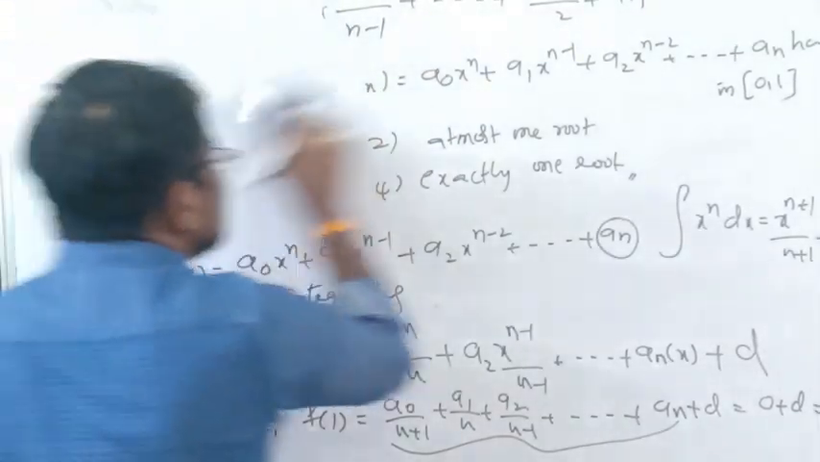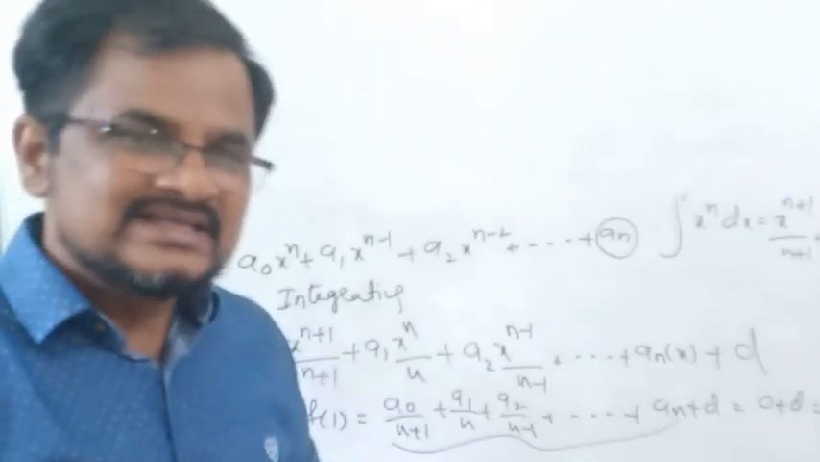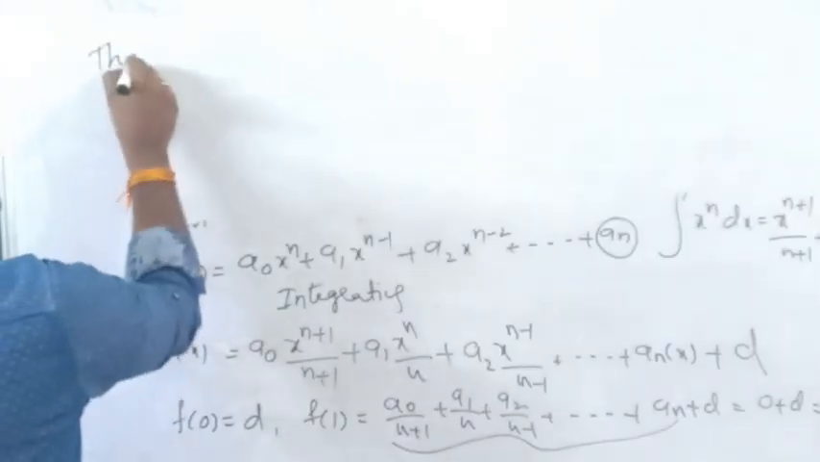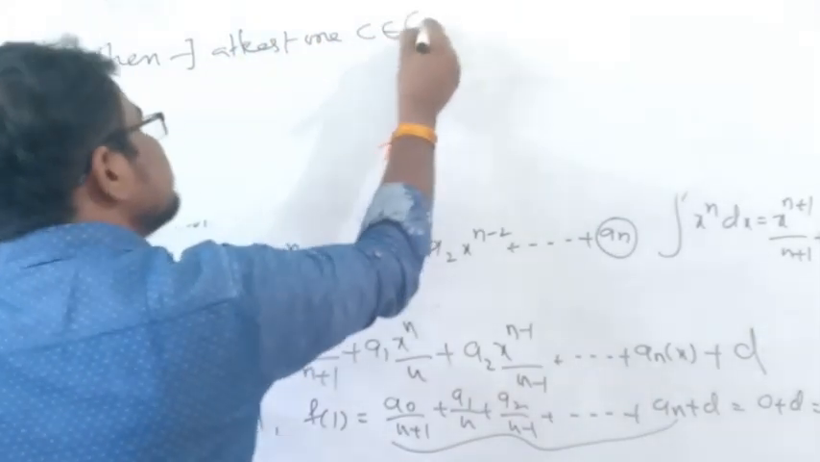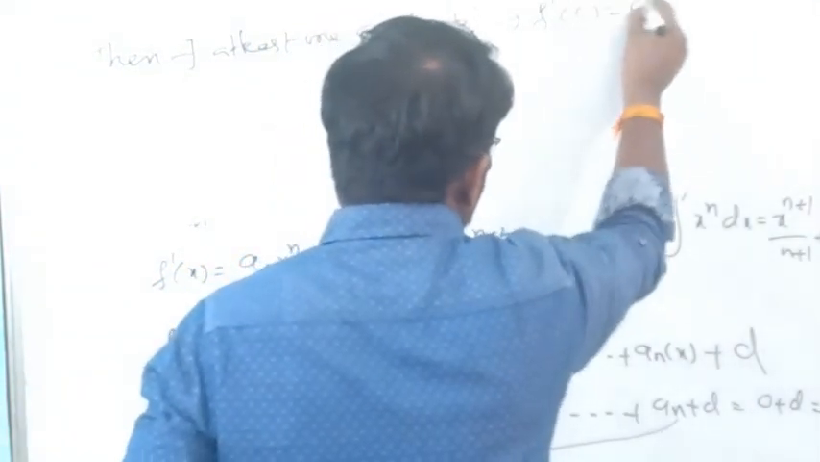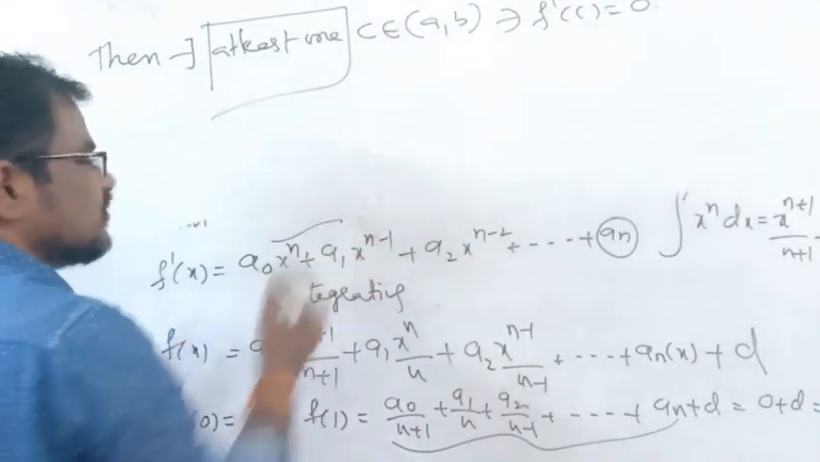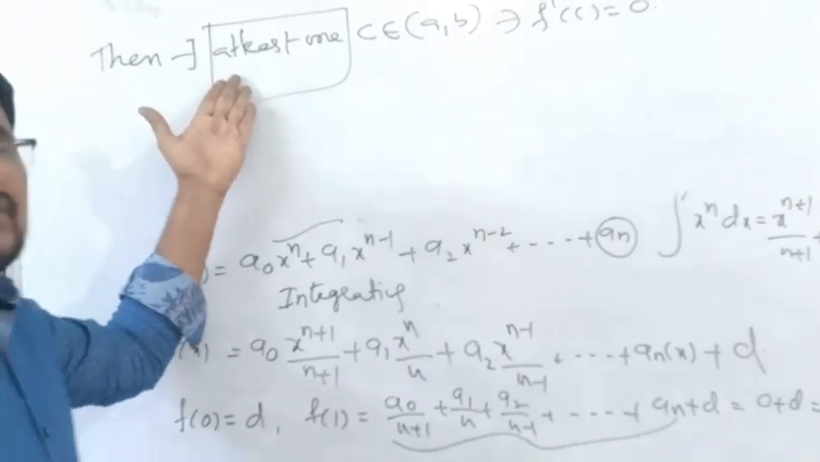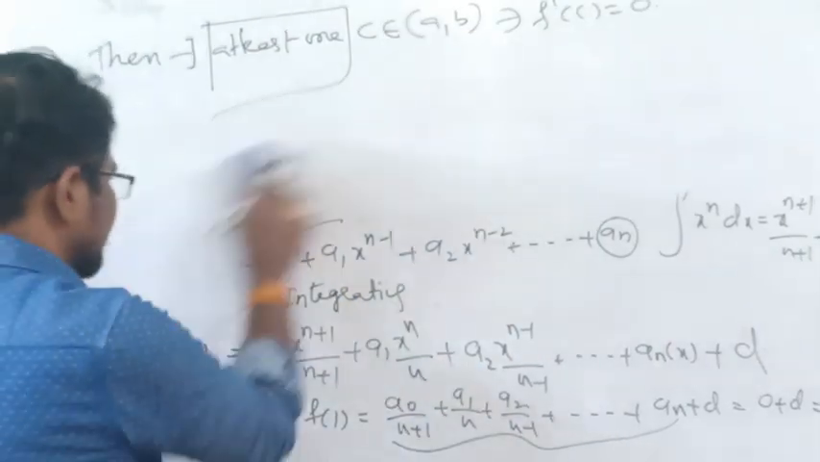Means what we can say, there exists at least one root between 0 to 1 such that f dash of c equal to 0. Then there exists at least one root c which belongs to the open interval a comma b such that f dash of c equal to 0. So here observe, f dash of c is nothing but this only, right? Now this equation has how many roots? At least one root by Rolle's theorem. So what is the answer? The first one is the correct answer.